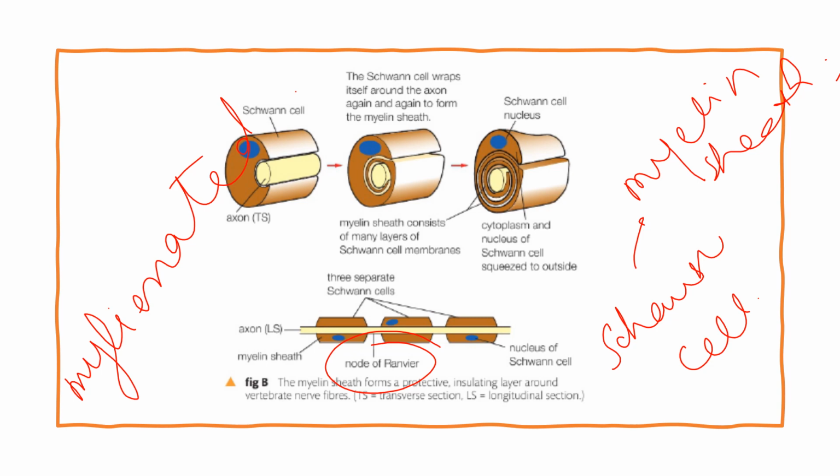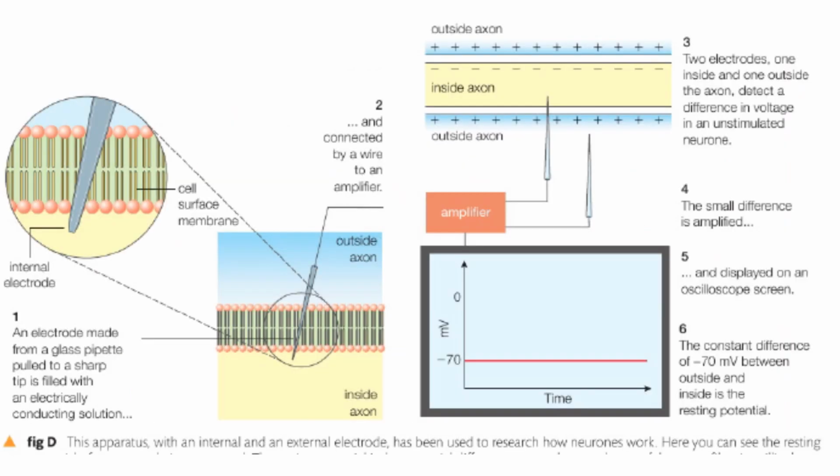So invertebrates, for example, do not have myelin sheaths on their nerve fibers, right? On the other hand, a lot of your vertebrates actually do have myelinated fibers. So myelinated fibers actually make it easier for the electrical impulse to be transmitted.